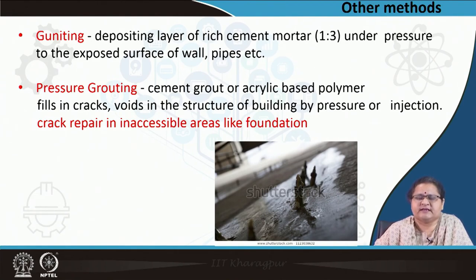Gunniting is depositing a layer of rich cement mortar under pressure to the exposed surface. It may be a wall, it may be pipes, it may be a concrete surface where actually there is a crack. So, you are pushing in rich cement mortar, which we have seen in membrane damp proofing. It will act as a barrier for the moisture to penetrate through those gaps. So, you are actually filling in the gap.